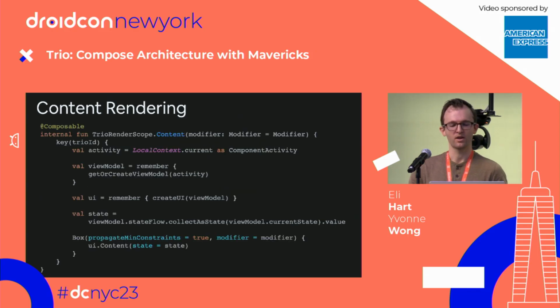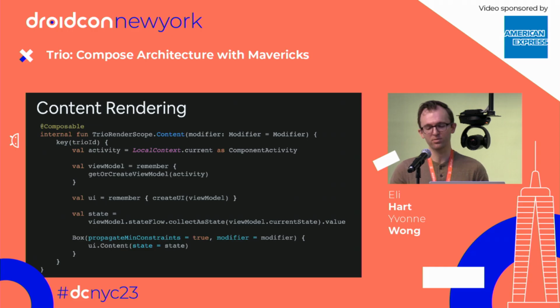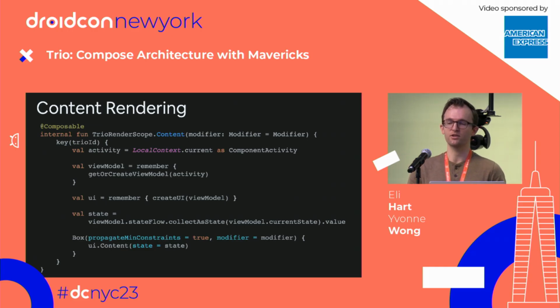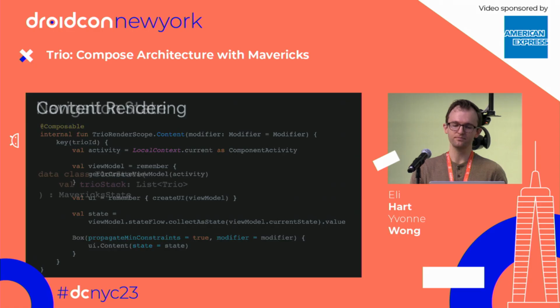The content function within the Trio class is fairly simple at a high level. It uses the previously mentioned factory functions to create initial values of the viewModel, state, and UI, reusing them when possible. The state flow is collected from the viewModel and passed to the UI's content function, which is wrapped in the box to respect the constraints and modifier of the caller. In practice, the actual implementation is quite a bit more complex because of tooling and edge cases we need to support, such as tracking the trio's lifecycle and managing save state.